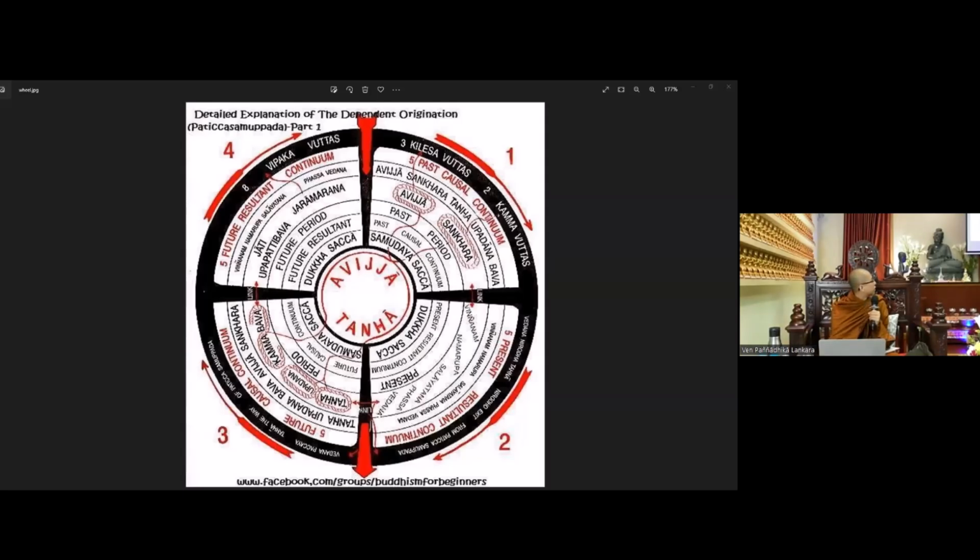Yes, thank you, Bante. Bante, regarding the question, where should one cut the wheel in order to attain liberation from this round of rebirth? Of course, the kilesa vatta is the place to cut. So kilesa vatta: avijja, tanha and upadana. This is the place to cut out.